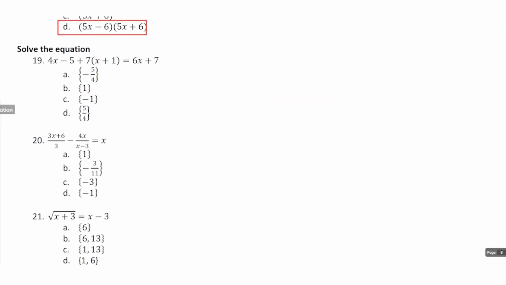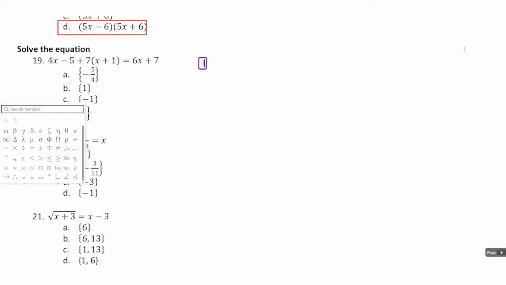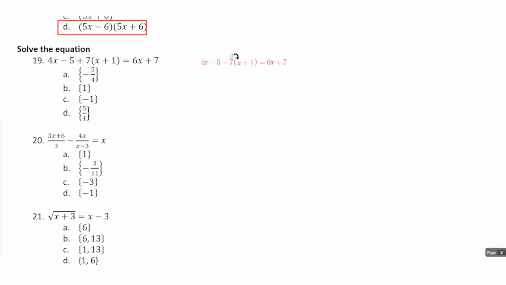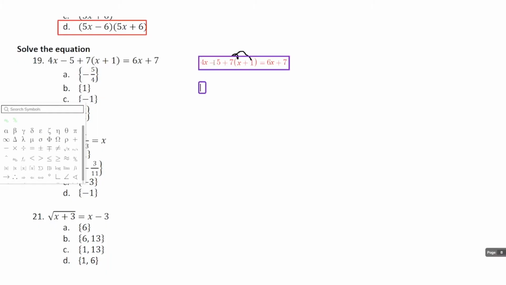Number 19, we are solving an equation for x. So I'm just going to retype it over here so we can have all the work right underneath it. First thing I'm going to do is use the distributive property on this 7. So I'm going to multiply 7 times x and 7 times 1 to get 7x plus 7. Next, I'm going to start to combine like terms to simplify the left-hand side of my equation. 4x plus 7x is going to be 11x. And then negative 5 plus 7 is going to be positive 2.